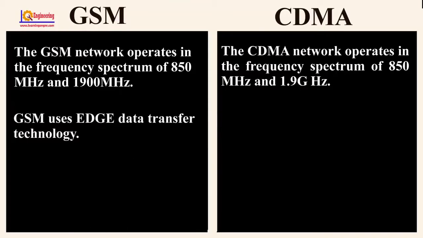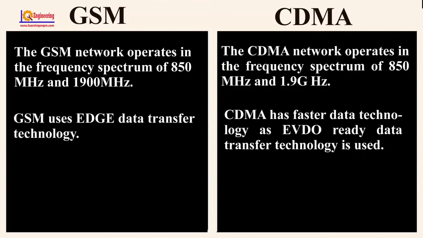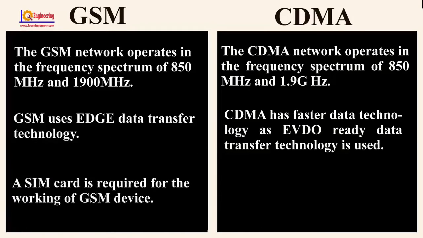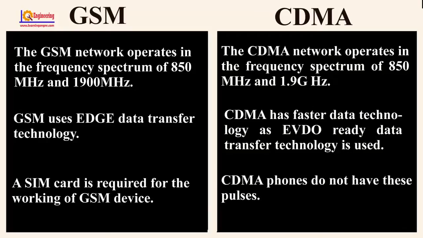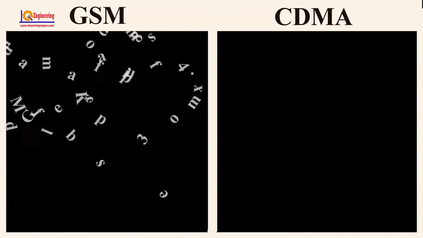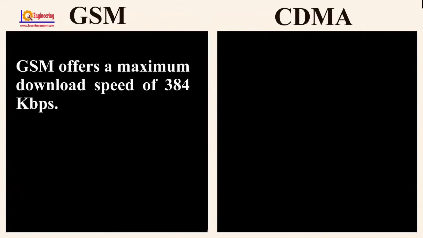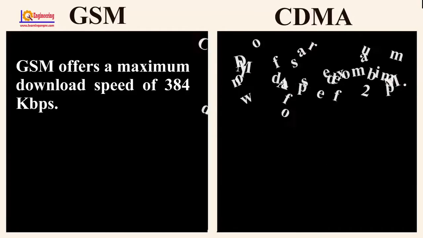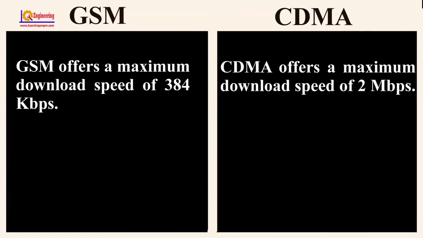GSM uses EDGE data transfer technology. CDMA has faster data technology such as EVDO. A SIM card is required for the working of a GSM device. CDMA phones do not have these. GSM offers a maximum download speed of 384 KB per second. CDMA offers a maximum download speed of 2 MB per second.